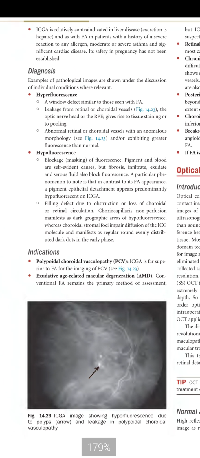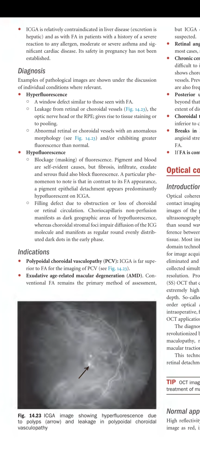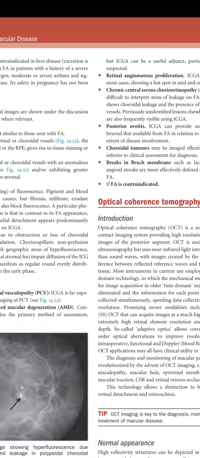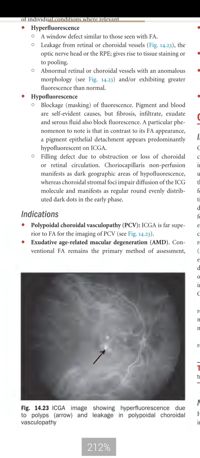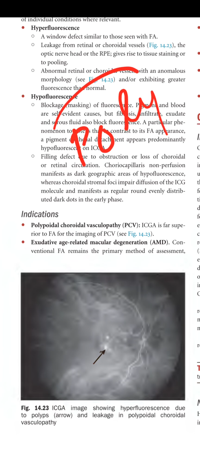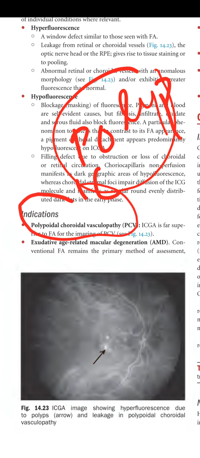So, indications are polypoidal choroidal vasculopathy, exudative age-related macular degeneration, retinal angiomatous proliferation, chronic central serous retinopathy, posterior uveitis, choroidal tumors, and breaks in Bruch membrane, or if FA is contraindicated. In polypoidal choroidal vasculopathy, ICG is far superior to FA for imaging PCV. PCV is basically when there is polyp formation in the choroidal vasculature. It is because the choroidal vessels are very visible in ICGA, so polypoidal choroidal vasculopathy is evident in ICGA.